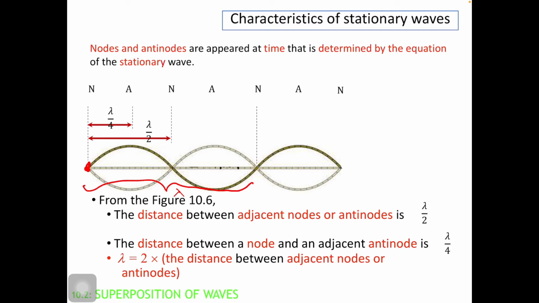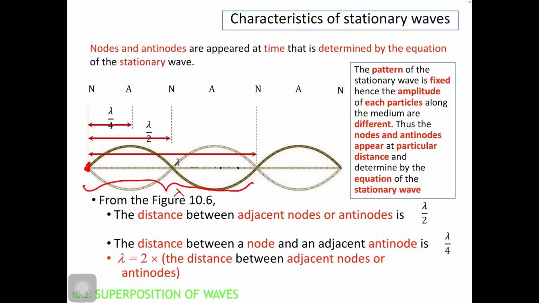So kalau kat sini boleh nampak, kalau node lambda sama dengan 2 jarak node ke node, ataupun antinodes to antinodes. The pattern of the stationary wave is fixed, hence the amplitude of each particle along the medium is different. Maksudnya kalau dekat point, katakan ini point A, point B, point C, amplitude dia berbeza.